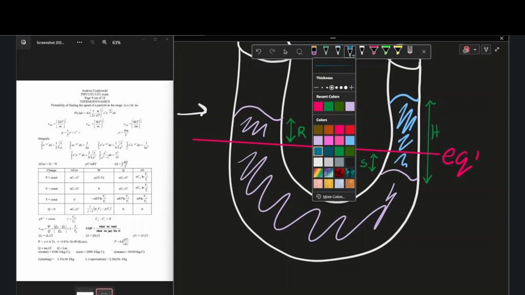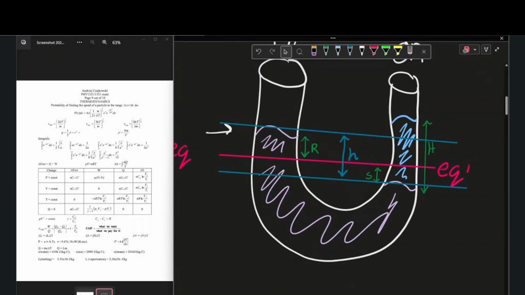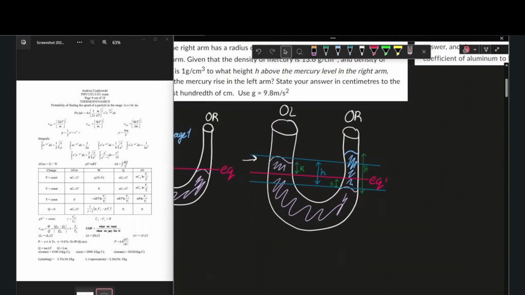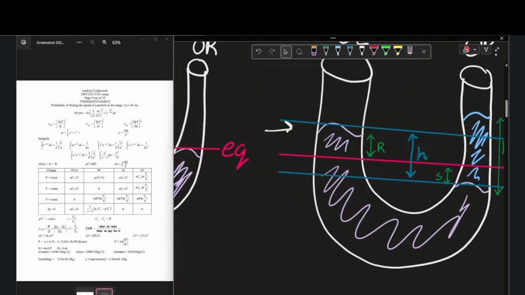Okay, so it's asking us for this total change. We'll call this little h. So it's asking us to what level, of course h, does the left arm rise with respect to the right arm, right? So this question is simple in theory, but the wording always gets confusing. So we'll just begin.